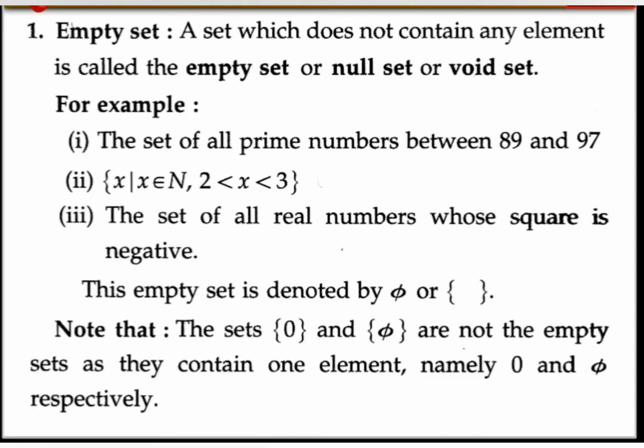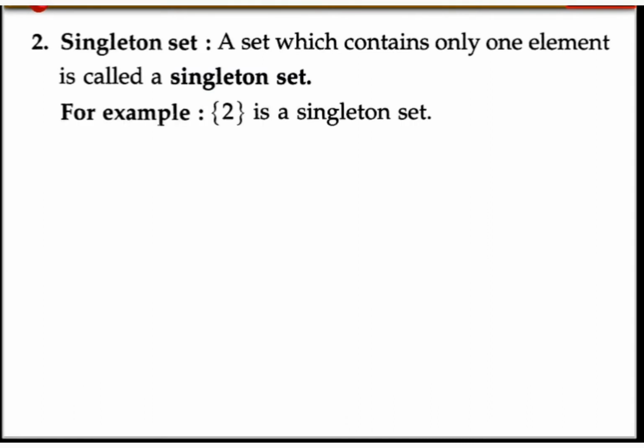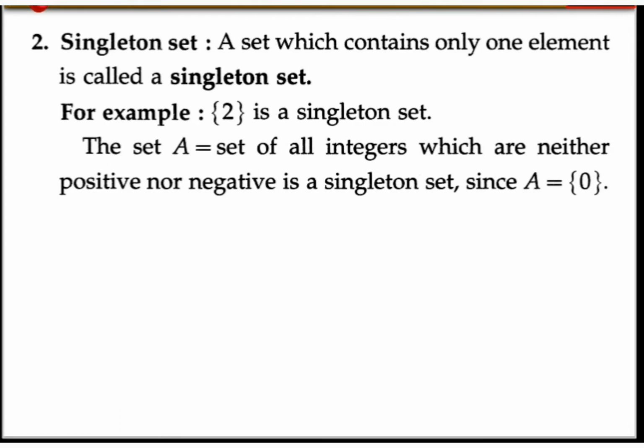Note that the sets {0} and {phi} are not empty sets as they contain one element, namely 0 and phi respectively. Number 2. Singleton set. A set which contains only one element is called singleton set. For example, set of 2 is a singleton set. The set A, the set of all integers which are neither positive nor negative, is a singleton since A is set of 0.